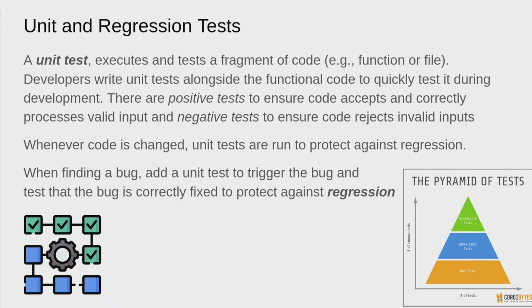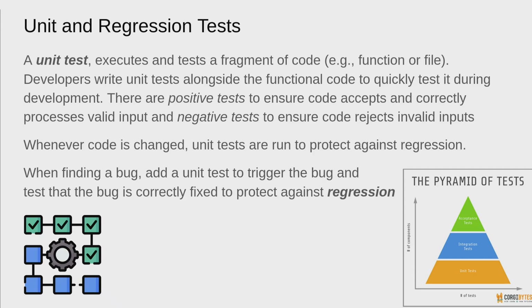Right, so as a developer, you're expected to write hundreds of unit tests that check individual bits of functionality in your code. There are both positive tests to ensure that your code accepts and correctly processes valid inputs, and negative tests where your code rejects invalid inputs with an error message, or by terminating the application and whatnot. A good thing is the more unit tests you develop, whenever code is changed, you can rerun the unit tests to also protect against regression.